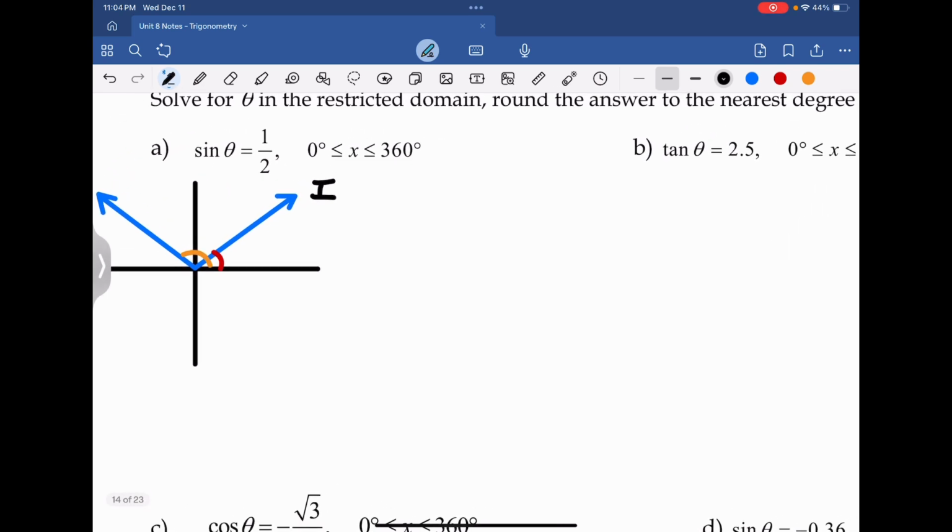Step number 2, we want to figure out what the reference angle is. So I'm going to take this and go, well, theta is equal to the inverse of sine of that ratio of 1/2.